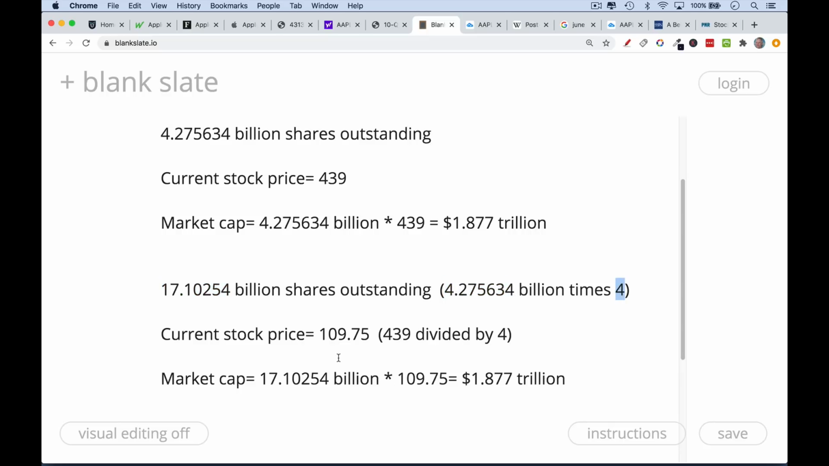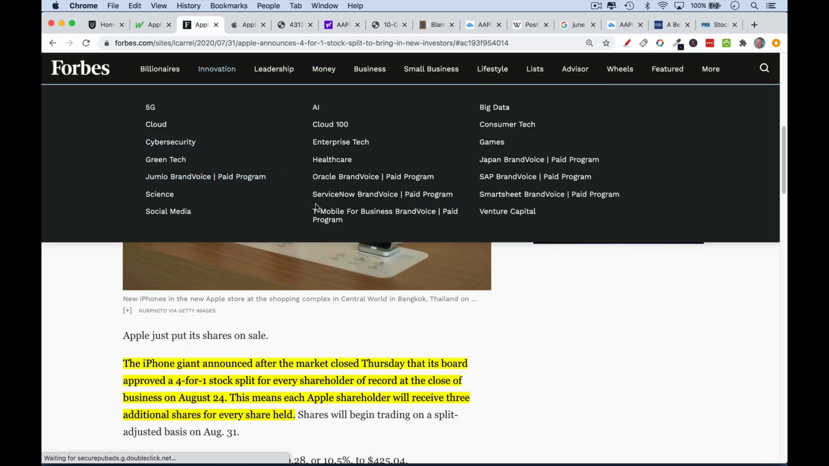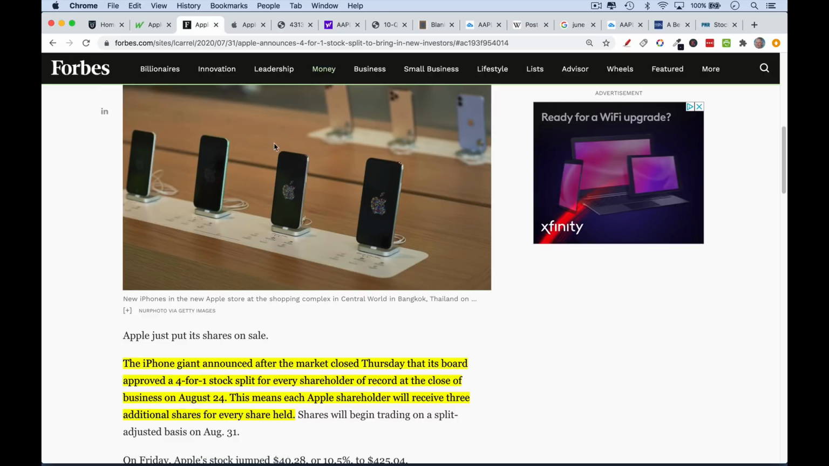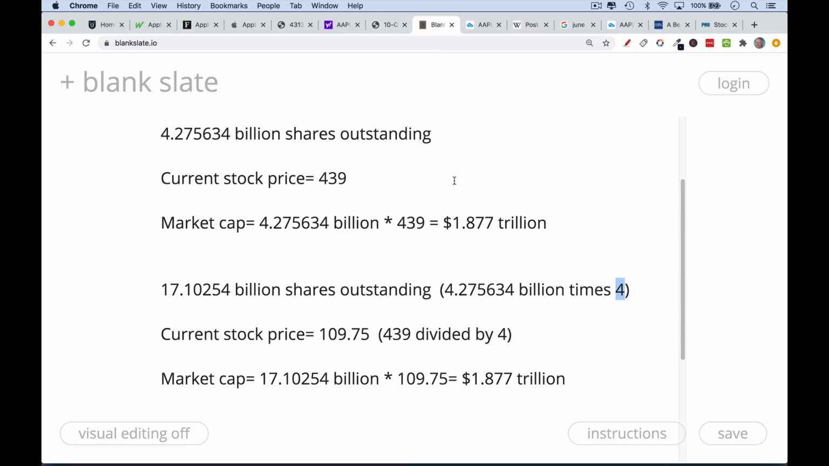And then what they're going to do on that day when they do the split, which I think they said was August 31st, it'll begin trading then. They're going to cut the stock price by dividing it by 4. So instead of wherever it's trading on that day, if it's trading at 439 as it is today, they'll divide it by 4, and it will be trading at 109.75.